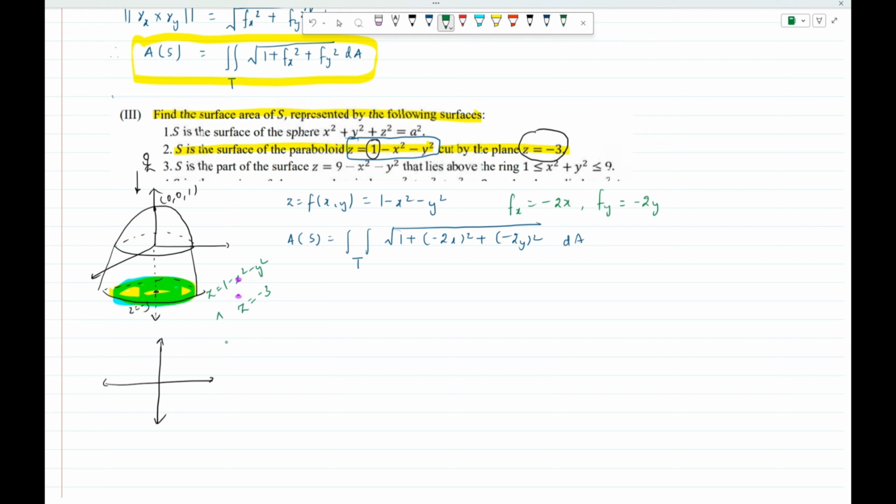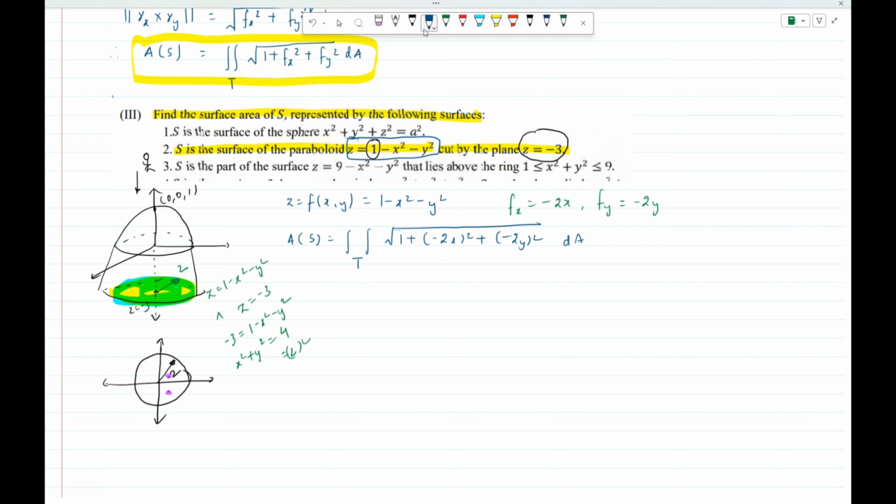So if we solve these simultaneously, we are going to get negative 3 is equal to 1 minus x square minus y square. That gives us x square plus y square is equal to 4, or 2 square. Thus, this circular disk which you see has the radius 2. So plotting that in the xy plane, we will have a circular disk of radius 2.